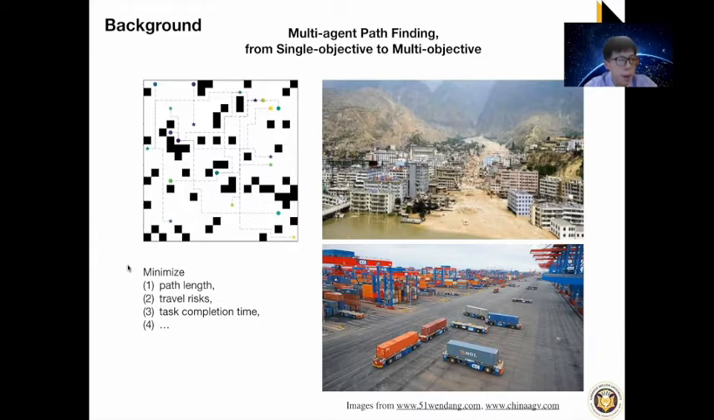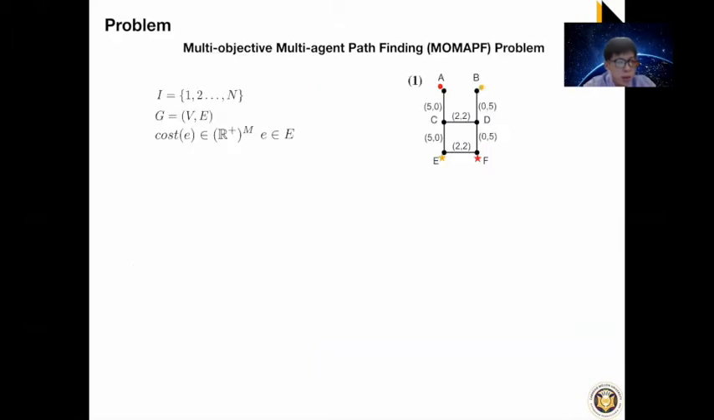However, in many real-world applications, such as disaster handling, logistics, etc., multiple conflicting objectives may need to be optimized simultaneously, and those objectives are hard to combine as a single objective. For example, we want to minimize path length, travel risks, and task completion time, etc. To solve this problem, in this work, we consider a multi-objective multi-agent pathfinding problem, or MOMAPF for short.